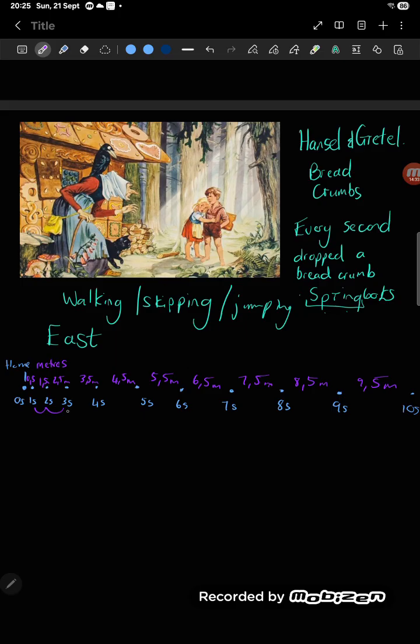Okay, what's happening now? And then between the third second and the fourth second away from home, they went 3.5 meters. Then between the next time interval, they went 4.5 meters. Then they went 5.5, 6.5, 7.5. They went 8.5 meters in a second.